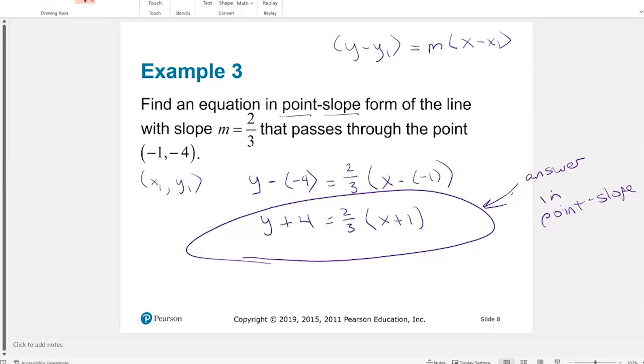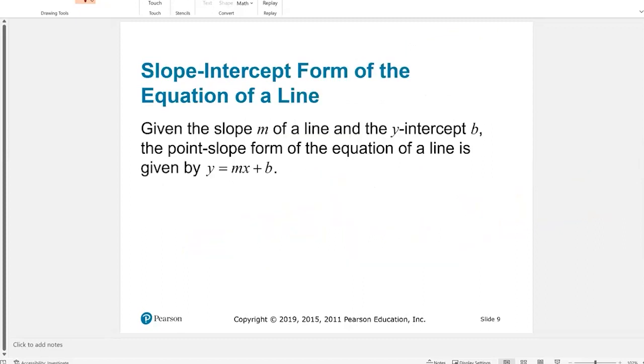Okay, here's my point, and here's my slope. This is y1, and this is x1. Of course, it's negative, and it's changed to positive because originally the format is negative. Okay, it's really not that hard once you understand how to do it, and they give you the right information.